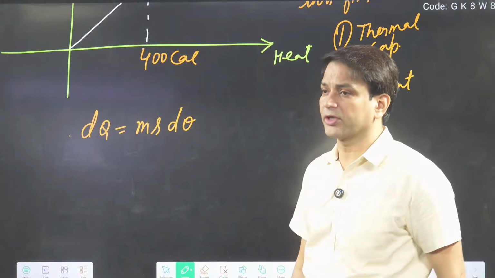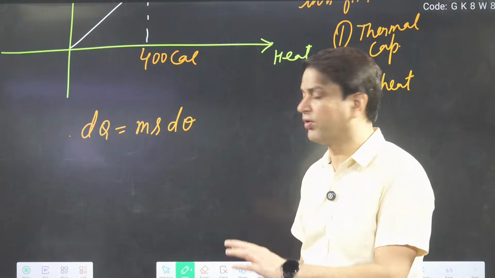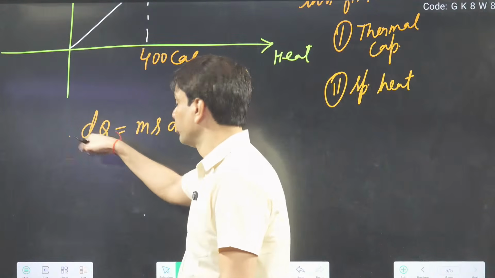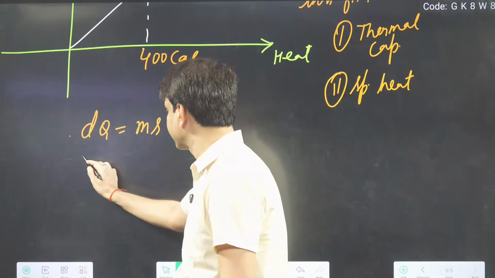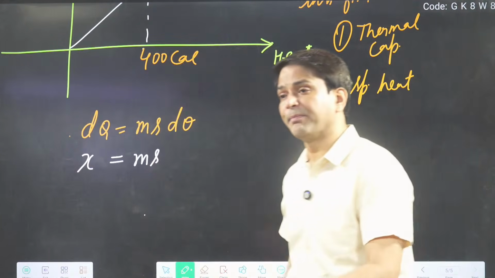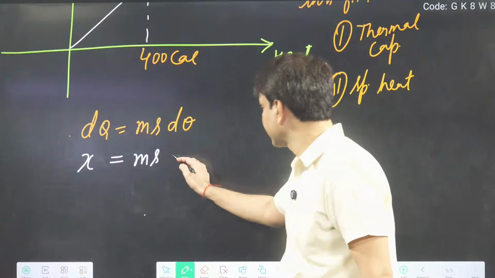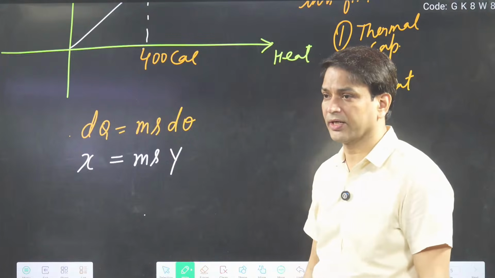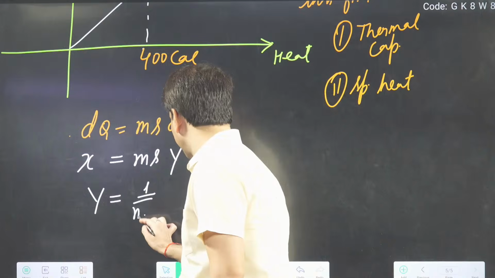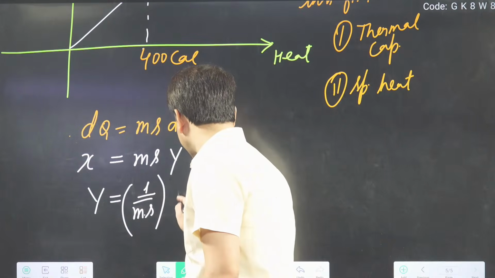Which quantity we are plotting on the y-axis, that we can replace with y. Here dQ, heat, I am plotting on the x-axis, so this I can replace with x is equal to ms. And temperature I am plotting on the y-axis, so this I can replace with y. Now I got y is equal to 1 by ms into x.